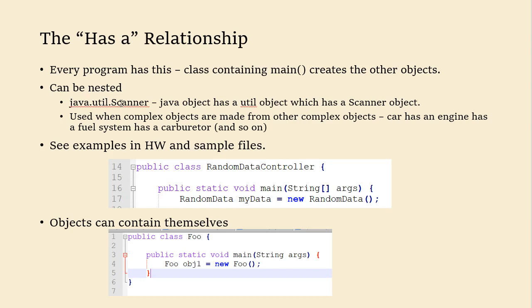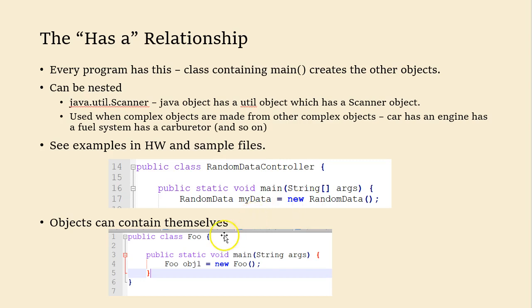So last week when we talked about arrays, we built an array, right? And we had a class called RandomData that contained the array and had methods that operated on the array, and then had a RandomDataController. And inside the RandomDataController, it said RandomData myData = new RandomData. In other words, the RandomDataController has a RandomData object in it. And this is pretty normal.